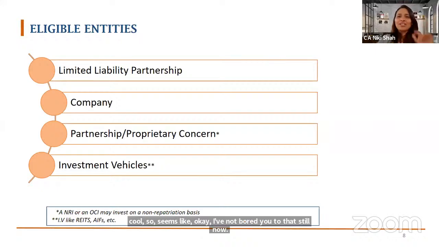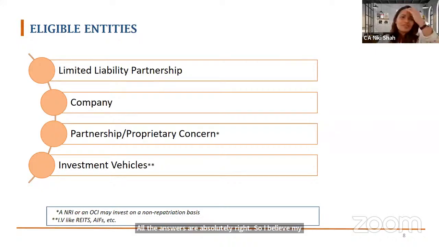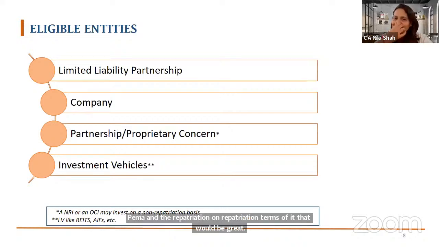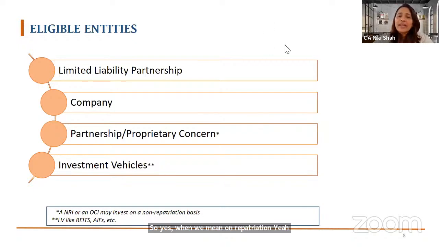So I believe my audience definitely has the basic knowledge of FEMA and the repatriation, non-repatriation terms of it, that would be great. So yes, when we mean non-repatriation basis, you can use the funds in India, but you cannot take the funds outside of India. That is the basic concept of non-repatriation.